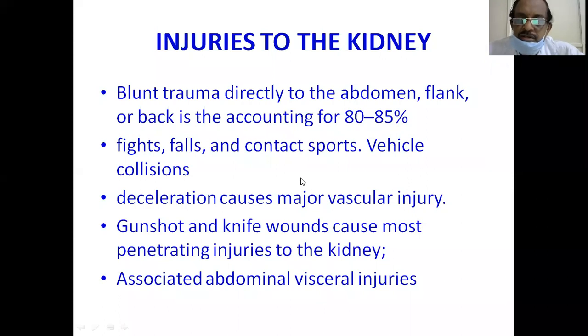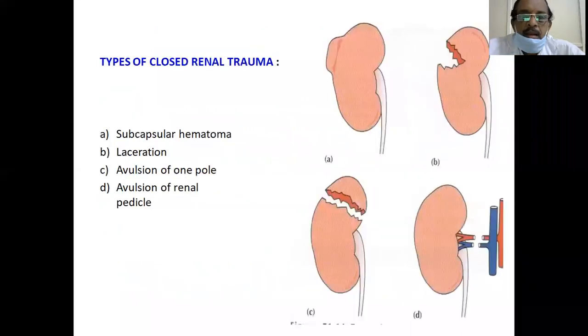Gunshot and knife wounds cause most penetrating injuries to the kidney, and everything has to be explored because of the risk of injuries to other viscera and unknown injuries. Always suspect that there are associated abdominal visceral injuries. Kidney injury cannot be simply an isolated injury because it is situated deep in the retroperitoneum. There can be associated visceral injuries, and you have to keep them in mind.